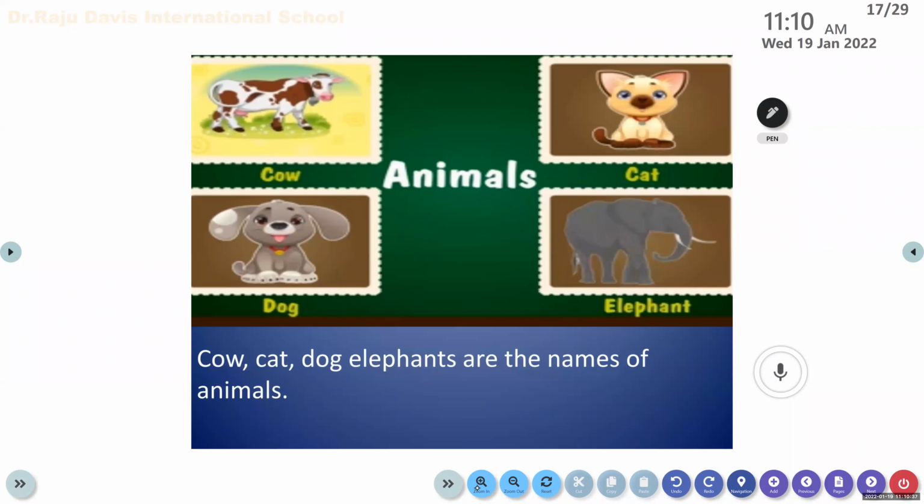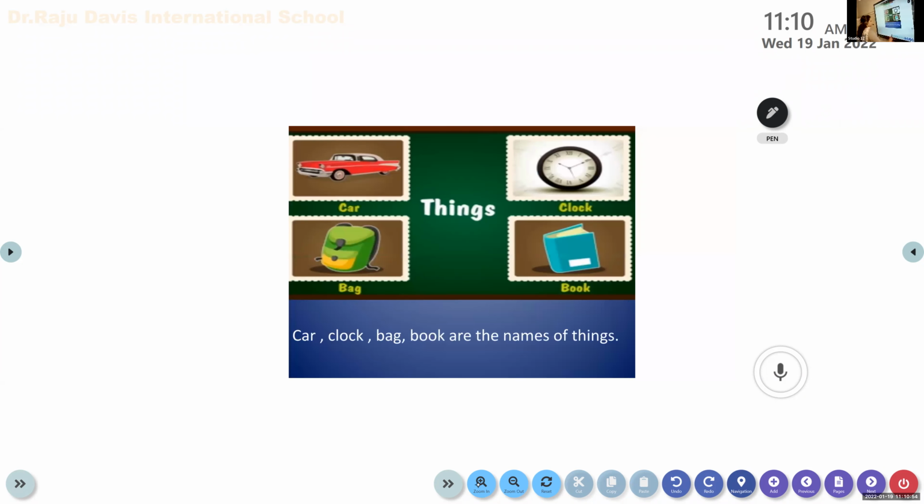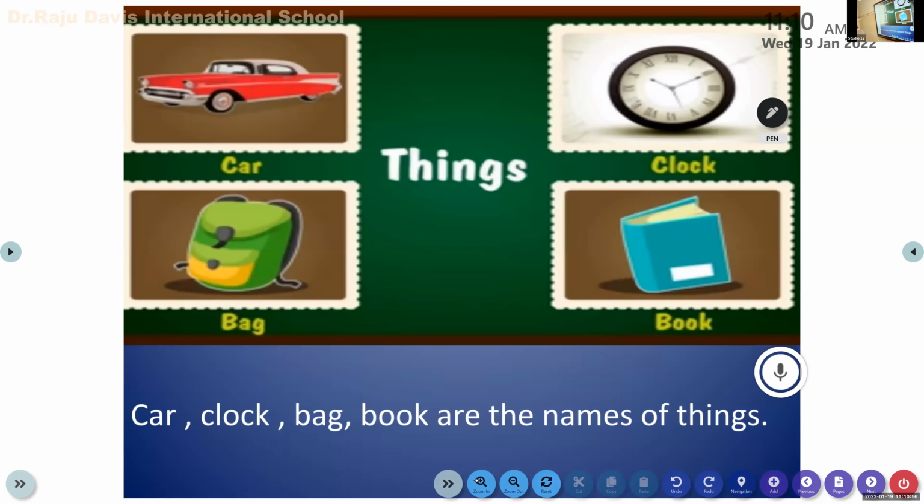Now let's move on to the animals. Cow, cat, and dog, elephant are the names of animals. Now let's move on to the things. We do see many things around us. Car, bag, clock, and book are the names of things.